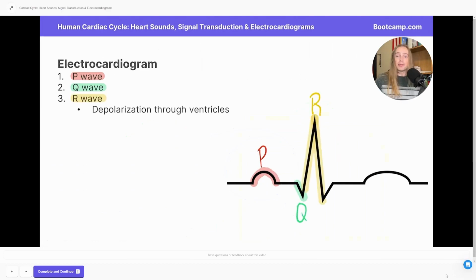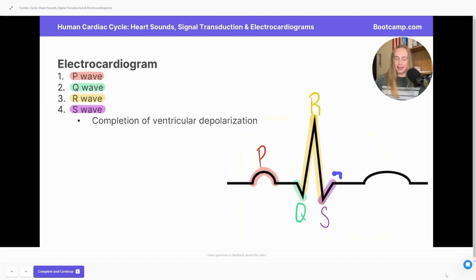The tallest up wave on an ECG is known as the R wave, and the R wave is going to represent depolarization through the ventricles. So recall that ventricles are much stronger than atria, therefore it only makes sense that the tallest wave on an ECG is going to be seen during ventricular contraction. Next, we come across this slight up wave. This slight up wave is the S wave, and this is going to indicate the completion of ventricular depolarization.